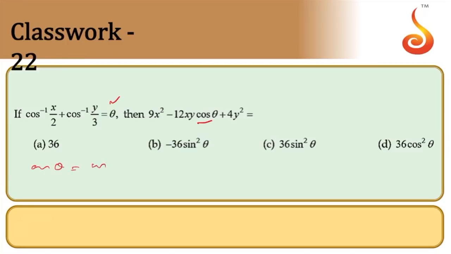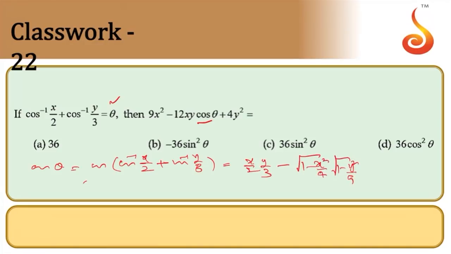Next, 22. Now, you have cos theta there. Therefore, as theta here, why don't you apply cos on both sides? Cos theta is equal to cos inverse of x by 2 plus cos inverse of y by 3. So that this is nothing but cos A cos B, it is cos A cos B, x by 2, y by 3. Cos A cos B minus sin A sin B, root of 1 minus x square by 4, root of 1 minus y square by 9.